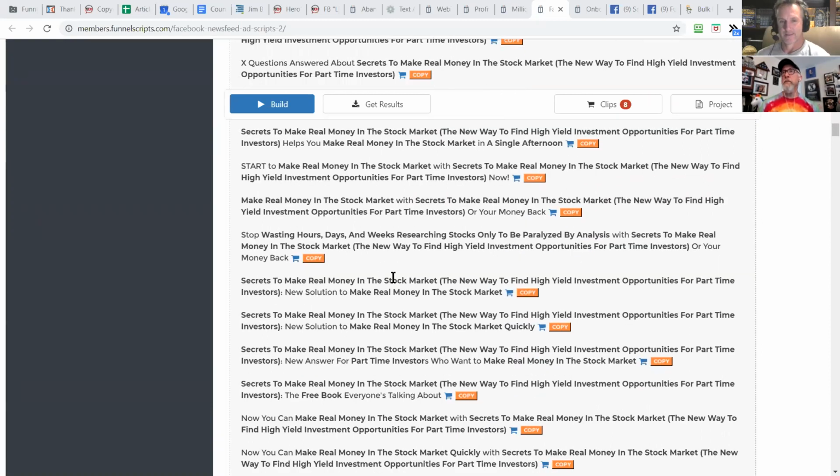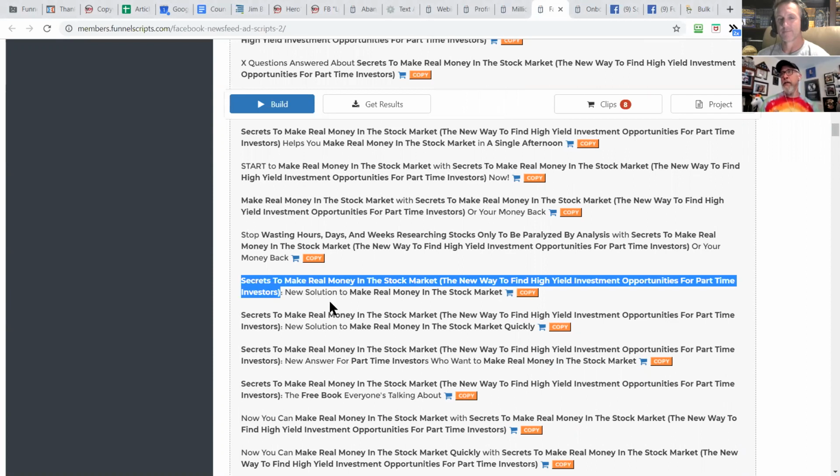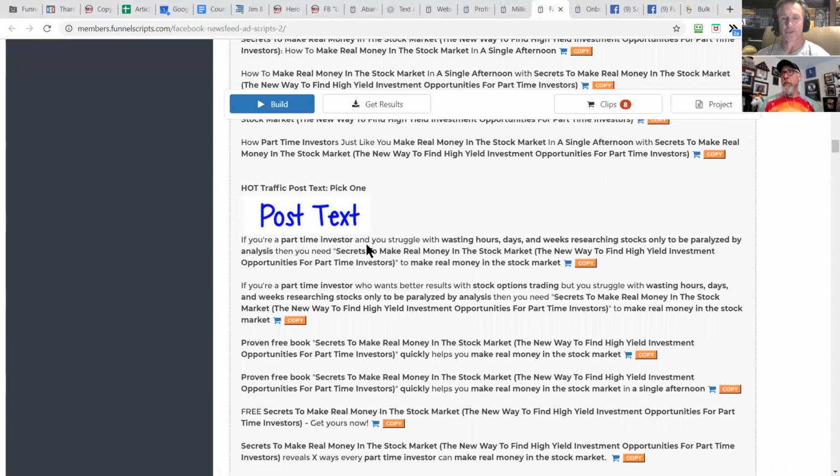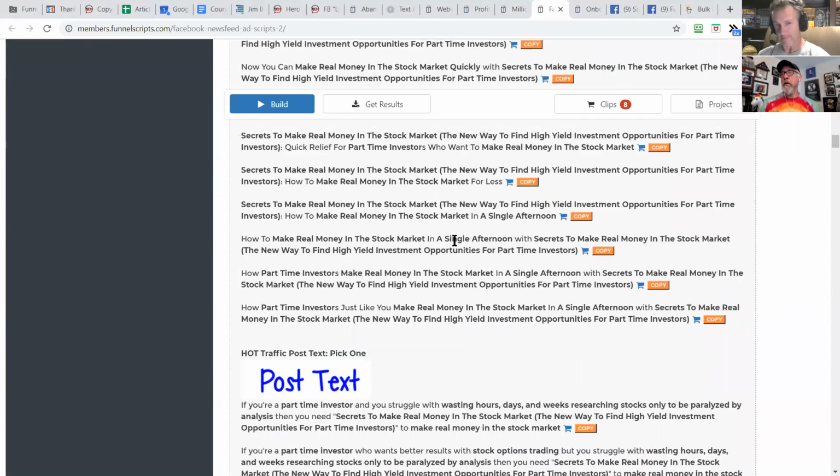This one, secrets to make money in the stock market, a new way to find high yield investment opportunities for part-time investors. I mean, just looking at the title by itself actually can be the headline. Sure. Okay. In fact, it should if you're giving away a free book. Yeah.